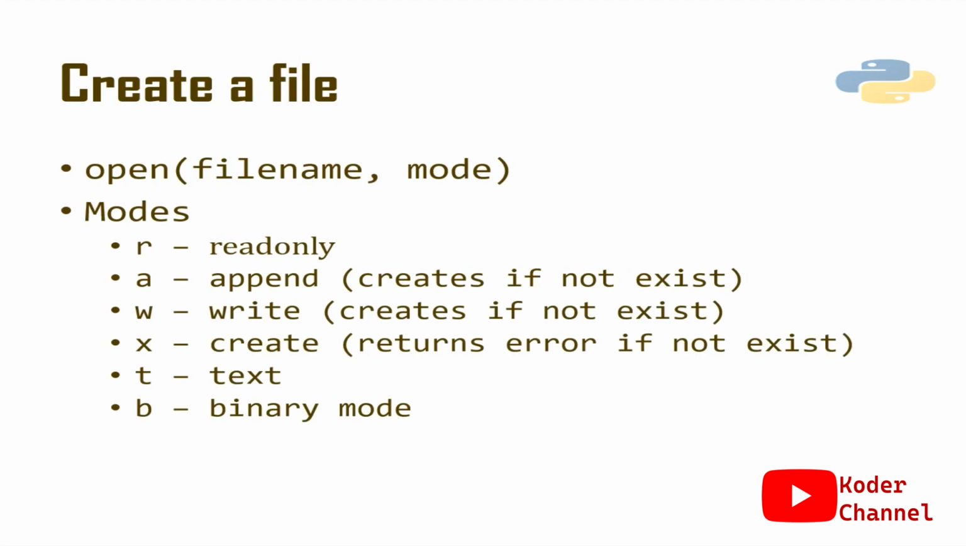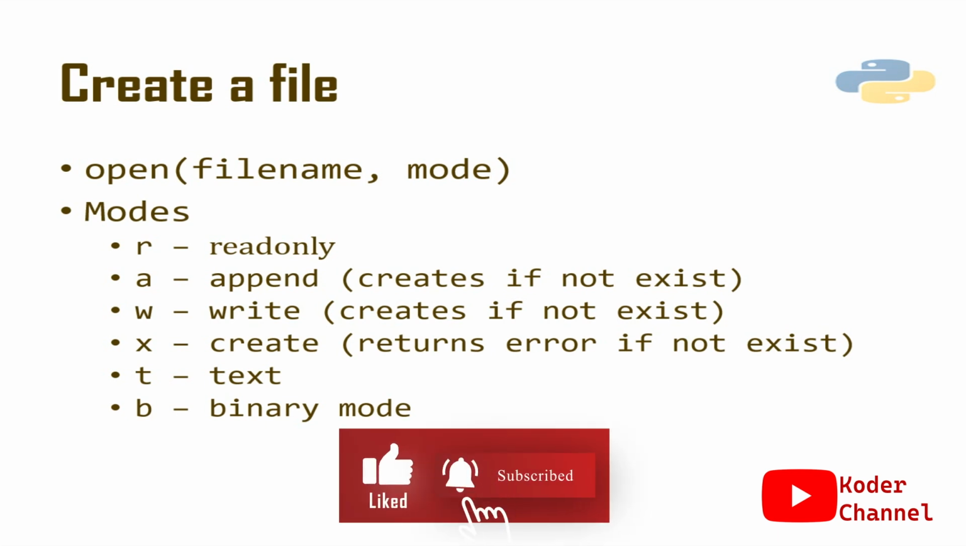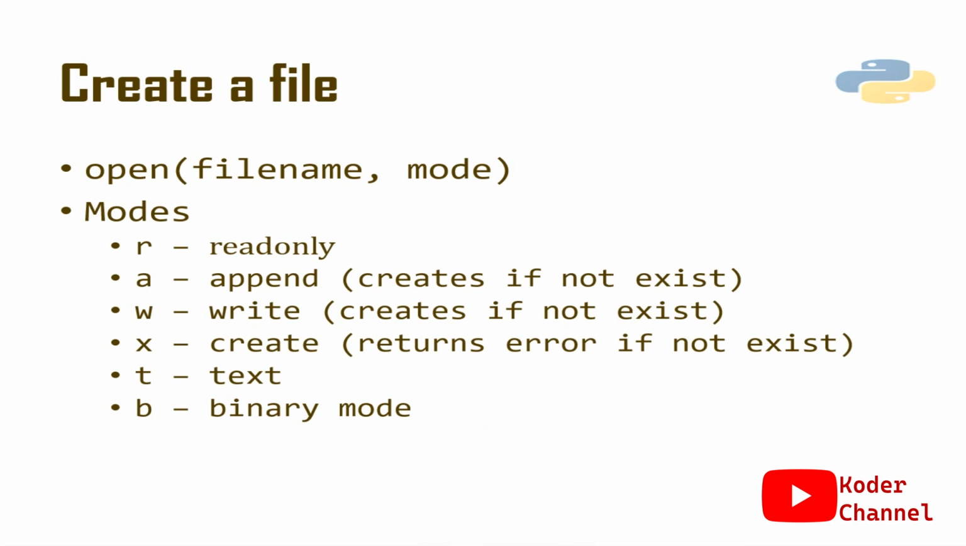So how do you create a file or use a file in Python? Just use the open function, and what goes in should be your file name as a string, and then the mode. There are different types of mode depending on what you want to do with the file you are opening. We have read only: if you just want to read, put r. If you need to append, you use a.